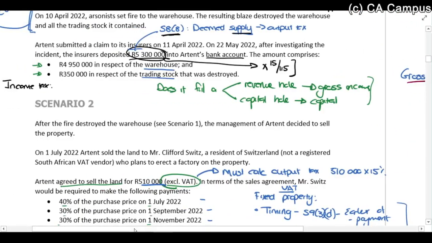So, the selling of the property here, the land, how does it feel to you? Is it going to be in a scheme of profit making? Because then it's gross income. Is it the tree or the fruit that you're disposing? All of those questions need to come to mind. In this case, what is it? It feels like the tree. They're not in the business of selling fixed property and land, so this will probably be capital in nature.